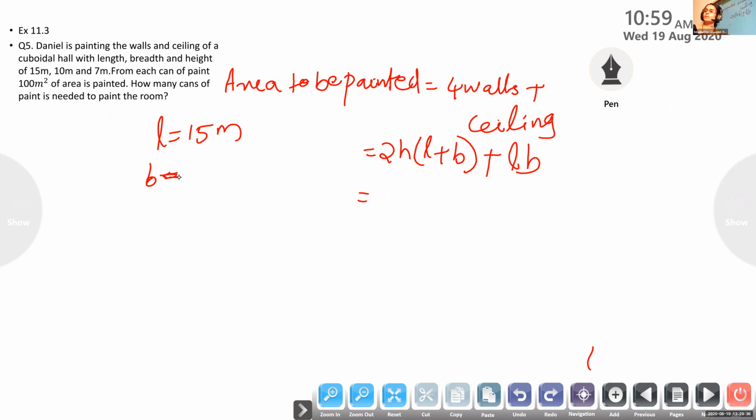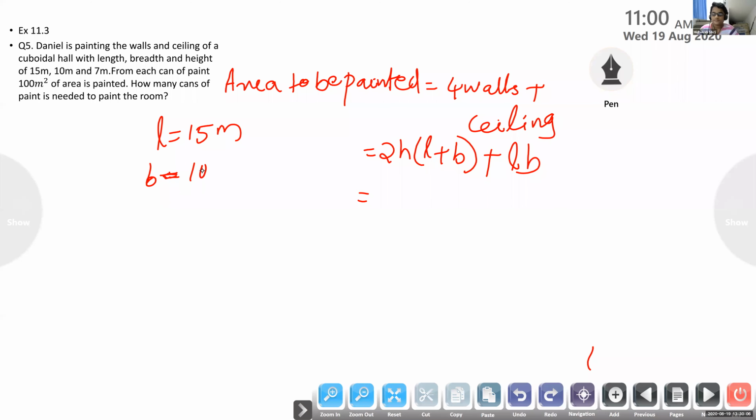So the shape of its floor is what? Rectangle. So what is the shape of the ceiling? Rectangle. So we need to paint the area of the 4 walls and the area of the ceiling. Area of the 4 walls is the lateral surface area, 2H into L plus B, and the area of the ceiling will be L into B. Understood? Okay, ma'am.